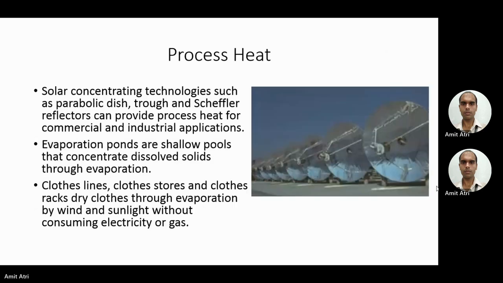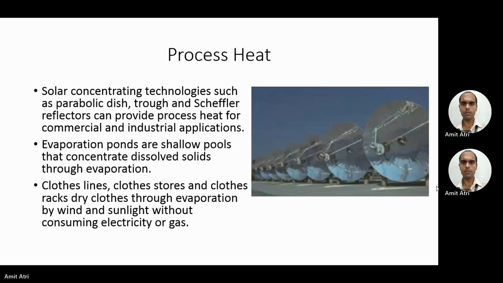Next thing is process heat. So something related to industrial applications as well. So solar concentrating technologies, such as the parabolic dish, trough, and Scheffler reflectors, can provide process heat for commercial and industrial applications, meaning large scale, and a huge amount of heat we can produce using this type of technologies, the concentrators. Okay, parabolic dish, trough, or Scheffler reflector.